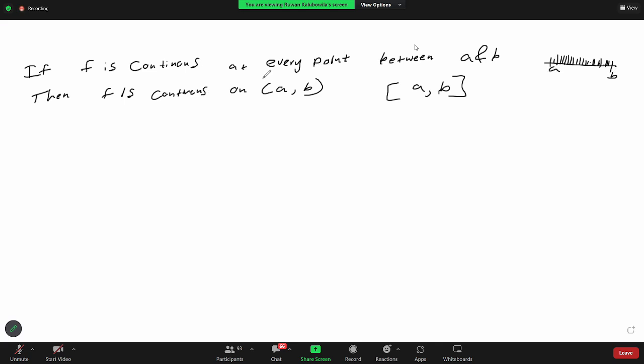Because using the earlier test, you can find whether the function is continuous or not at any point, but you cannot use that test for the endpoint. Why?